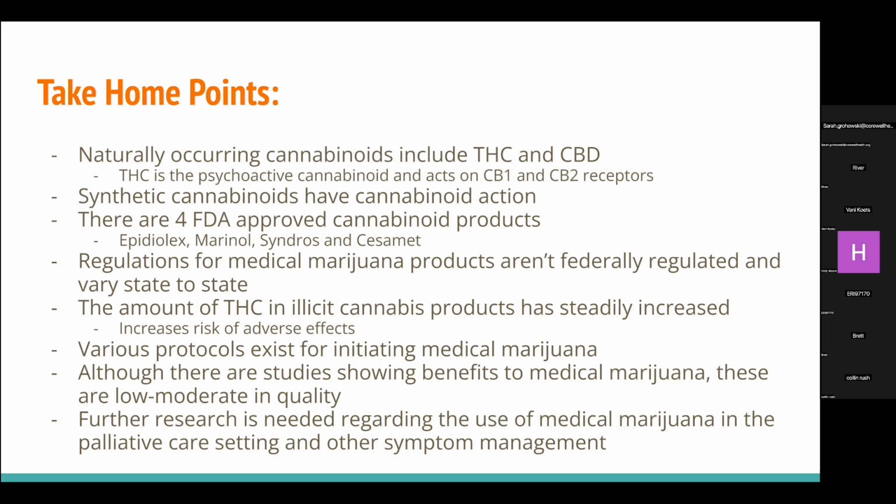There are a lot of different protocols that exist for initiating medical marijuana, and we reviewed the conservative, routine, and rapid titrations. And though there are studies showing benefits to the use of marijuana, none of them are high quality evidence right now. So definitely more research is needed into the use of these products, not only in the palliative care setting, but just symptom management in general.